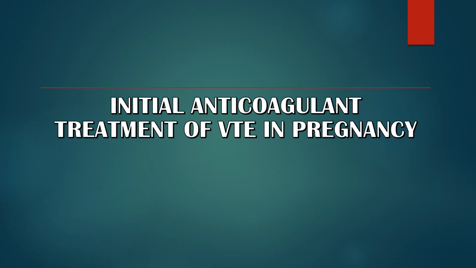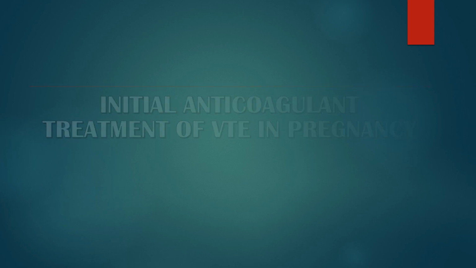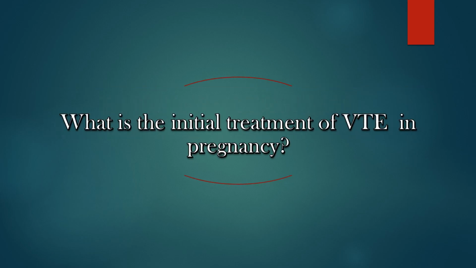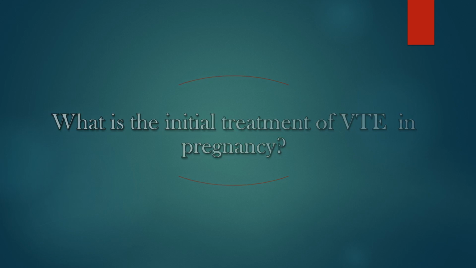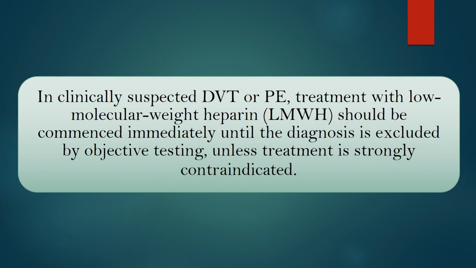Initial anticoagulant treatment of venous thromboembolism in pregnancy. What is the initial treatment of VTE in pregnancy? In clinically suspected deep vein thrombosis or pulmonary embolism, treatment with low molecular weight heparin, or LMWH, should be commenced immediately until the diagnosis is excluded by objective testing, unless treatment is strongly contraindicated.